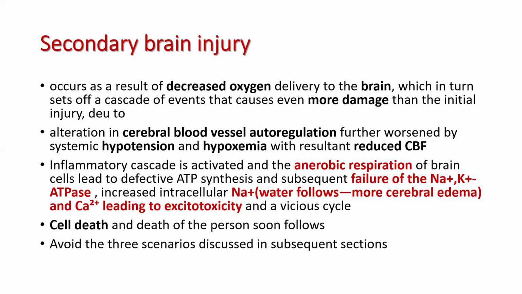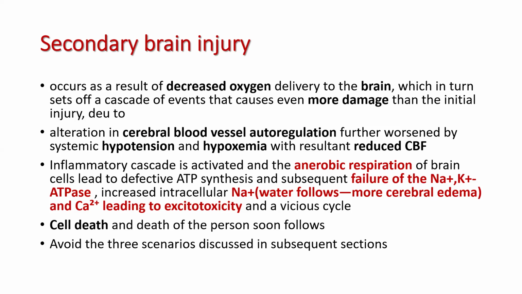Now, focusing on the secondary brain injury, this occurs because of decreased oxygen delivery to the brain, and this in turn sets off a cascade of events that I had already discussed in the previous section, leading to more damage than the initial injury. Again, because of its importance, we can recap it. There's an alteration in cerebral blood vessel autoregulation, which is further worsened by hypotension, hypoxemia, and that again compromises the blood flow to the cerebrum.